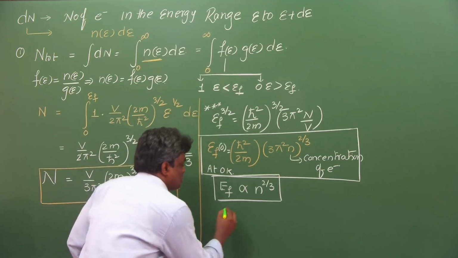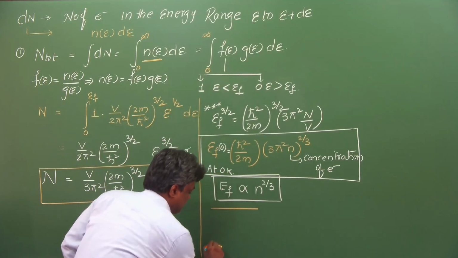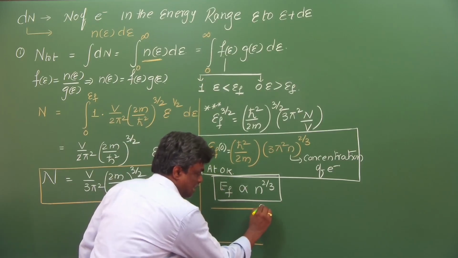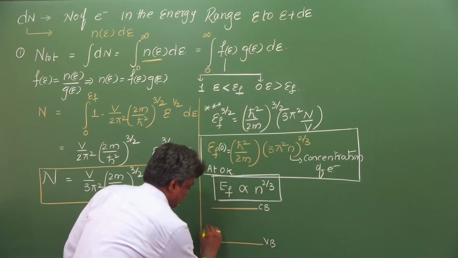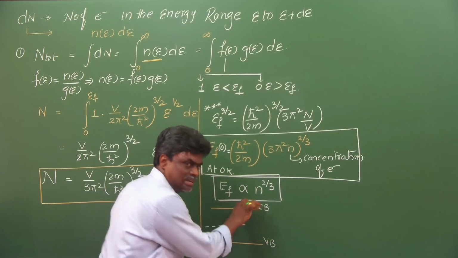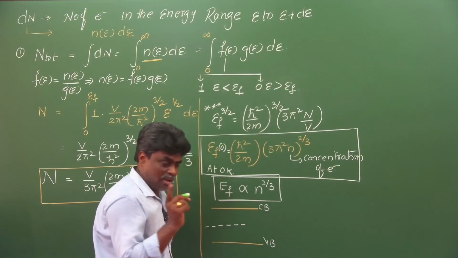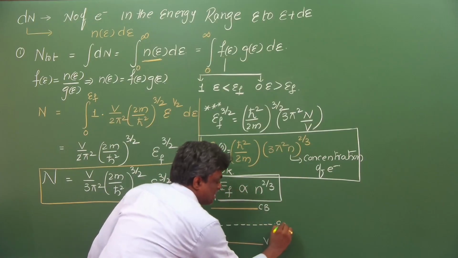So what is happening here? If I take an intrinsic semiconductor, this is the conduction band, and this is the valence band. Right? So this is the Fermi level.